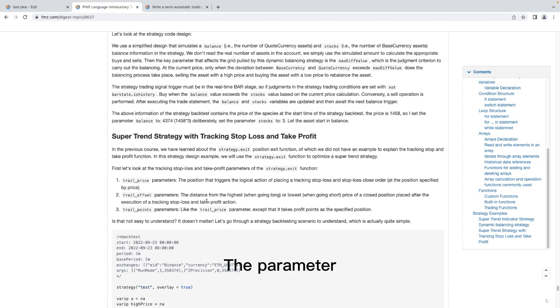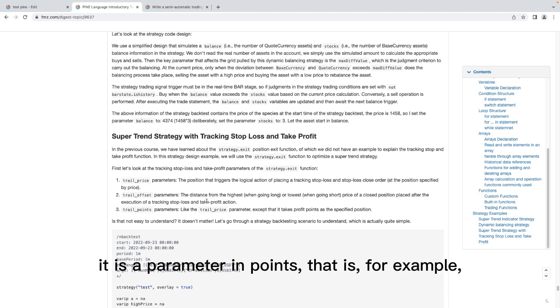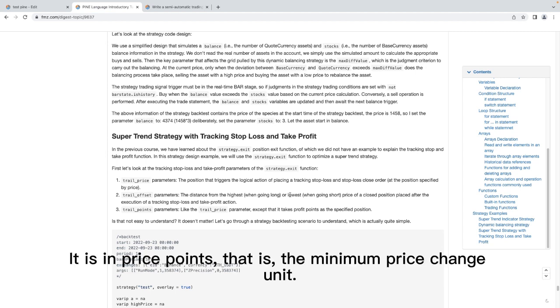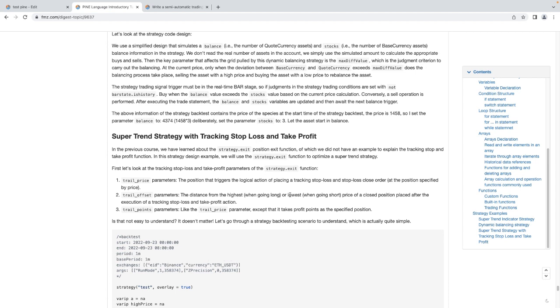The parameter of trail offset is not a price unit. It is a parameter in points. That is, for example, if we set it to 30, it does not mean that the position is closed when the price is 30. It is in price points, that is, the minimum price change unit.